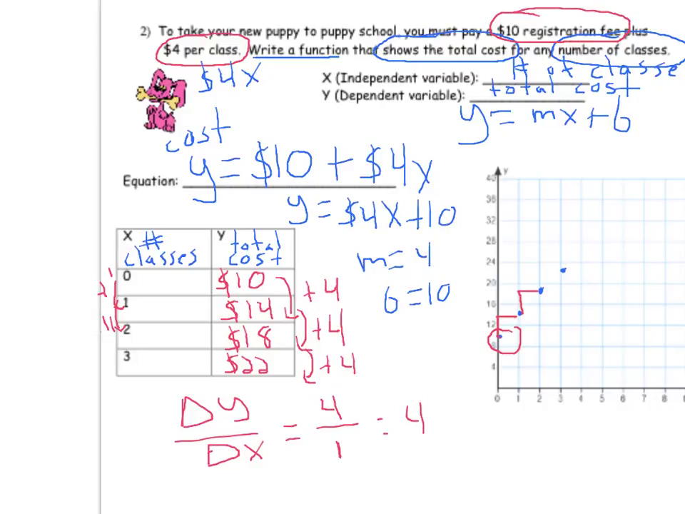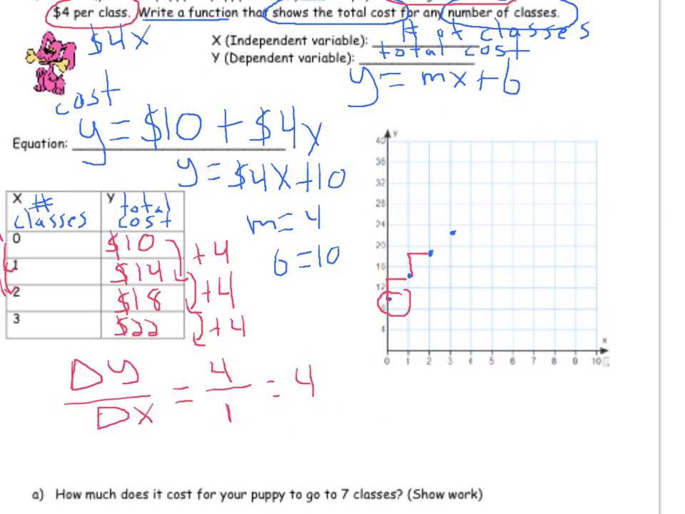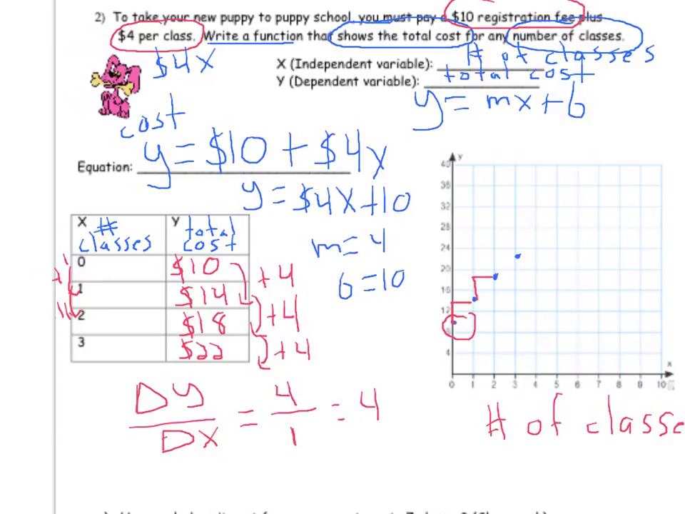Now, as we continue to work on these problems, you're going to see I forgot to label the axes on the graph. So again, it's always important to label your axes. X represented the number of classes. And again, excuse the handwriting. The stylus can't write very well. Number of classes. And then on our y-axis, once again, that was the cost.